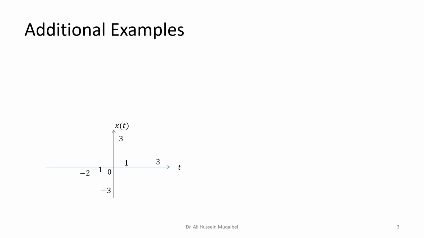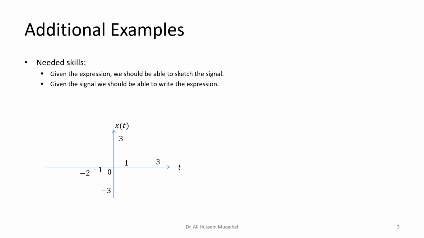Here are some additional examples. Let's start by stating the skills that we need. The needed skills are to, given the expression, be able to sketch the signal. Alternatively, given the signal, we should be able to write the expression. So let's look at this example where we have 4 different pieces for the signal. It's a function made of many signals.